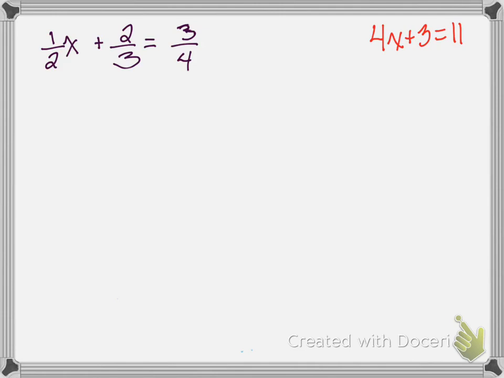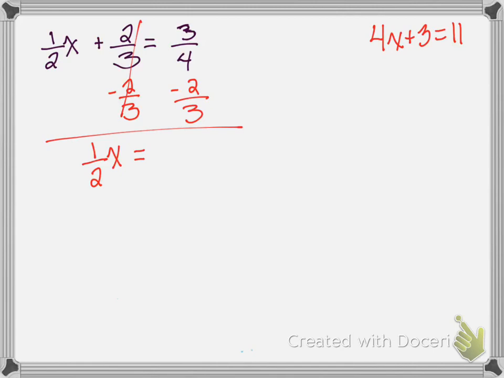So now I have 1/2 x plus 2/3 equals 3/4. So what I want to do first is I want to get rid of that 2/3. And I do that by subtracting 2/3 from both sides. Okay? That's what I'm going to do first. 2/3 minus 2/3 cancels out. And I'm left with 1/2 x.